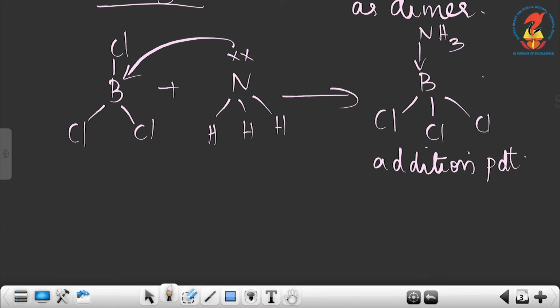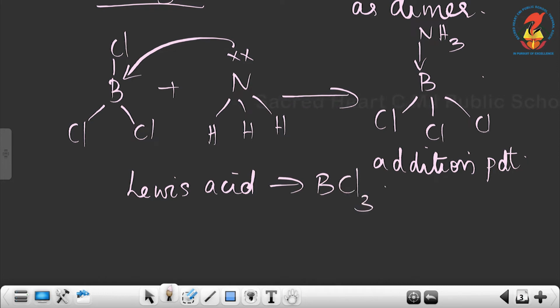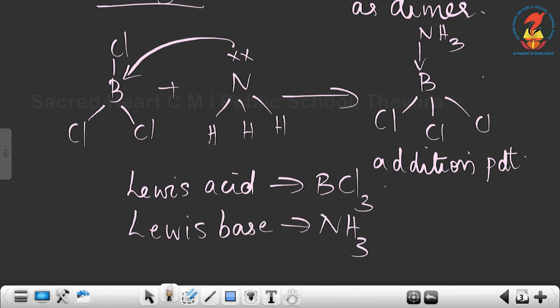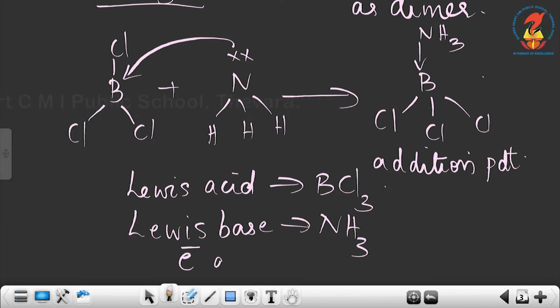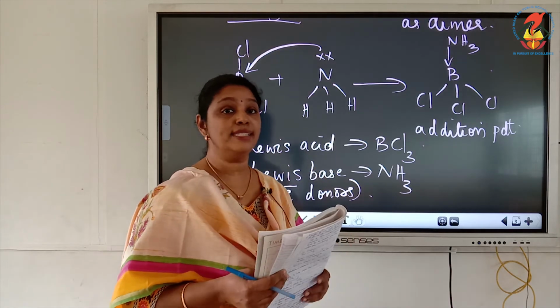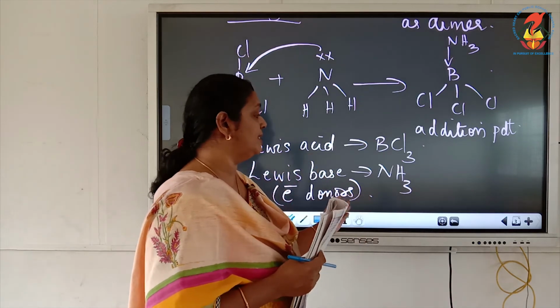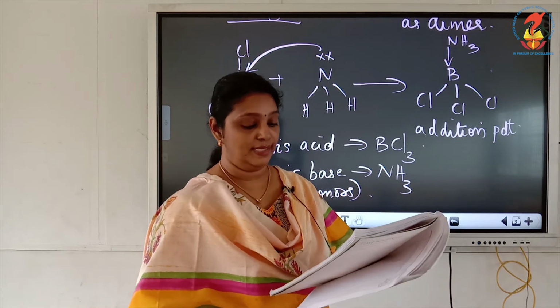Okay, so now here you have studied the term Lewis acid. Lewis acids accept electrons. So, we can say here the Lewis acid is BCl3 because BCl3 accepts electrons. Now, we have the Lewis base here which is ammonia because it donates electrons. What are Lewis bases? They are electron donors. Electron pair donors are Lewis bases, electron pair acceptors are Lewis acids. So here BCl3 is a Lewis acid, whereas ammonia is a Lewis base.